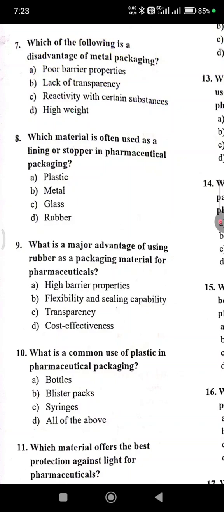What is a common use of plastic in pharmaceutical packaging? That is option D, all of the above: bottles, blister packs, syringes.